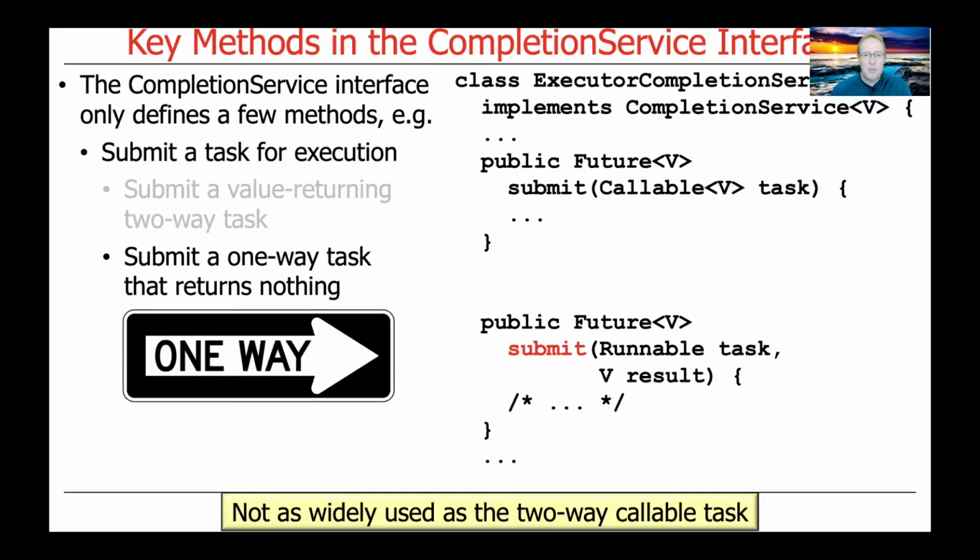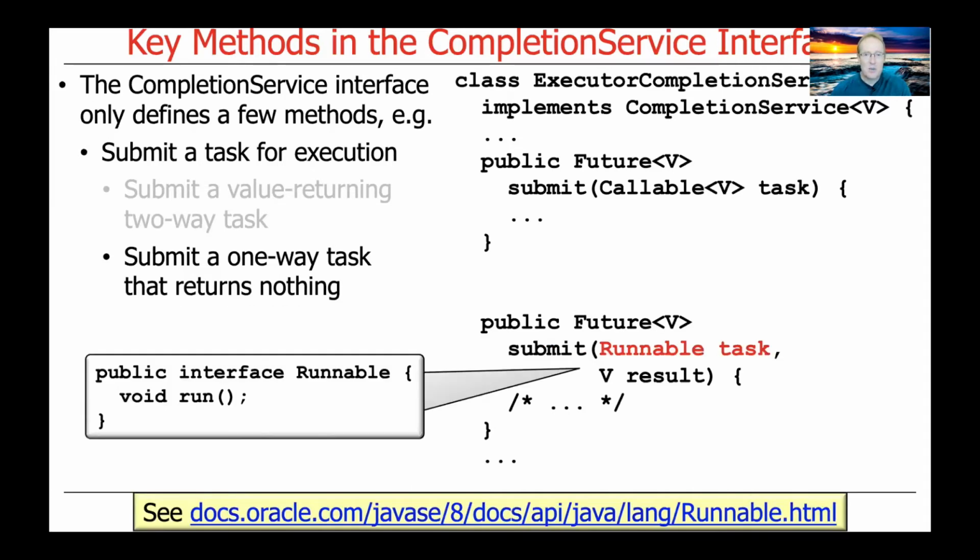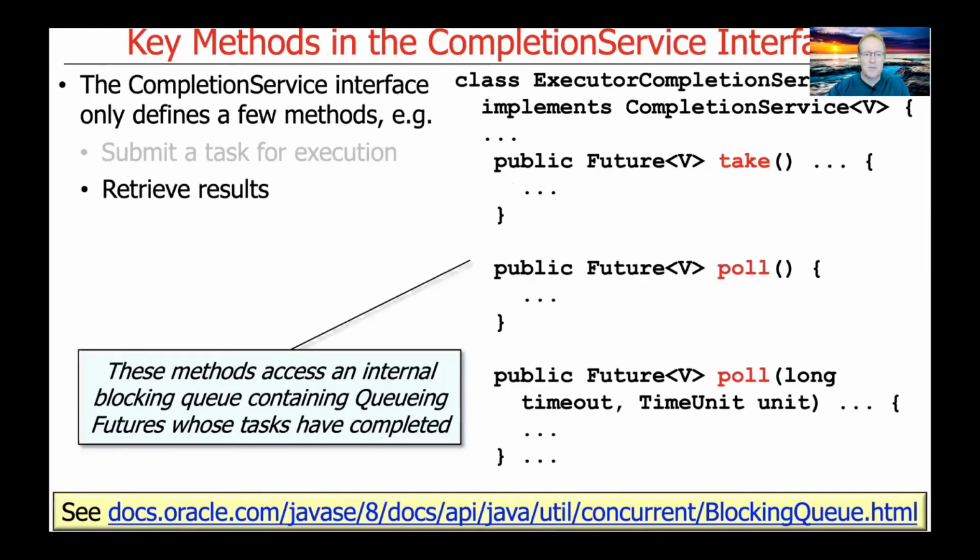The second submit method takes a runnable, and this is not nearly as widely used as the two-way method that takes the callable. As you probably remember, a runnable is just a one-way task that doesn't return any result. And here's what the interface looks like. As you can see, it just has a run method that returns nothing. So this is also a functional interface, just like callable, but there's no way to get the value back without having some kind of side effect through queues or some other mechanisms, which is beyond the scope of this discussion. So those are the ways you submit tasks, two-way tasks and one-way tasks.